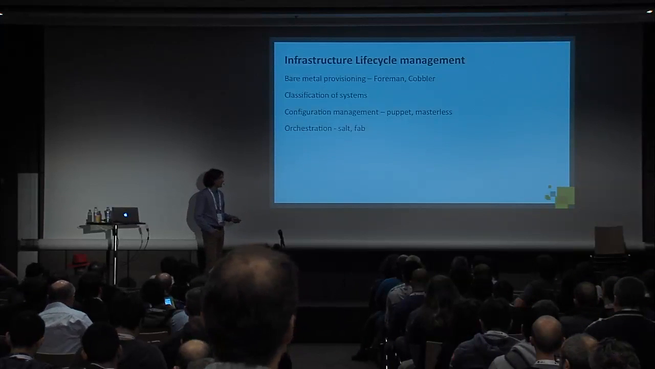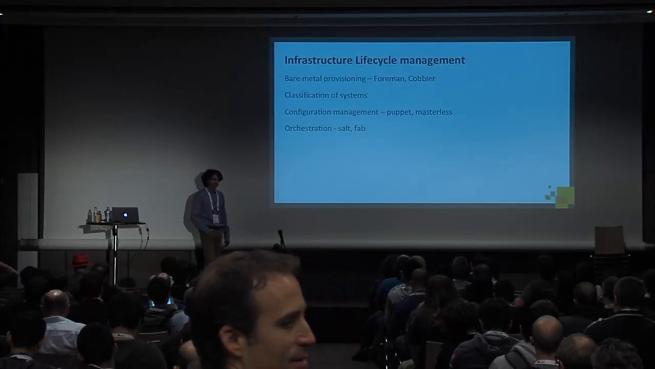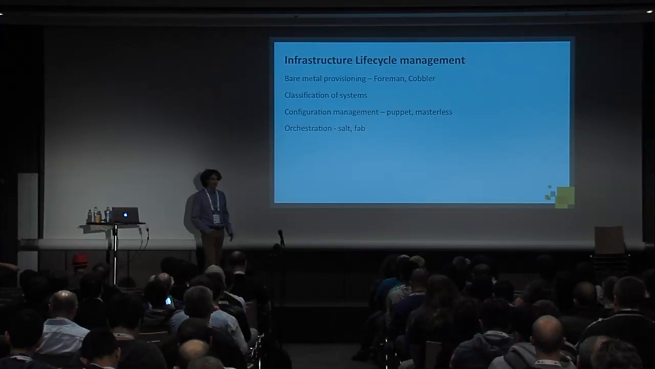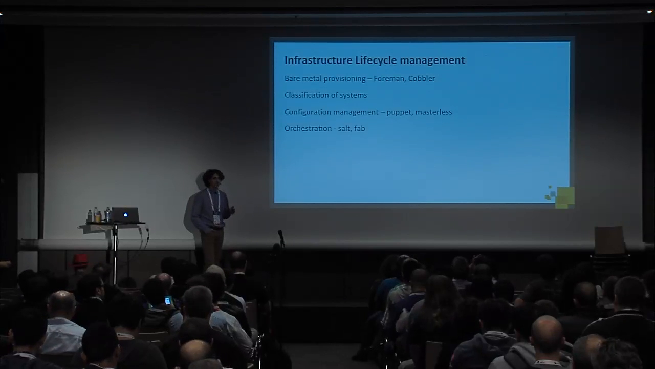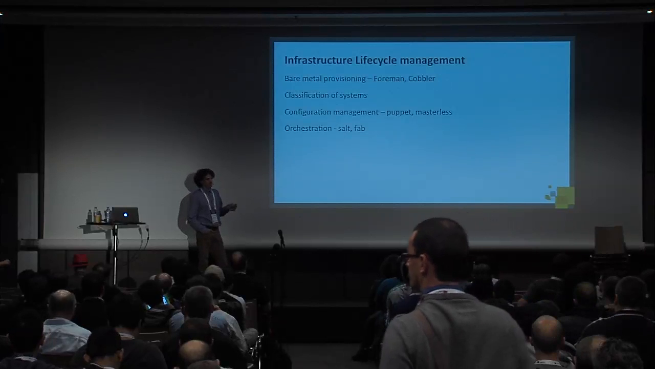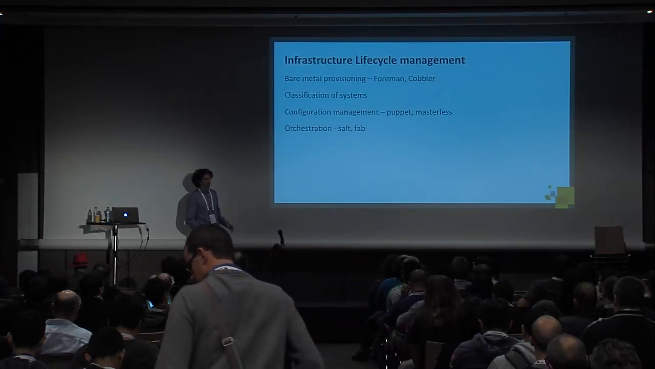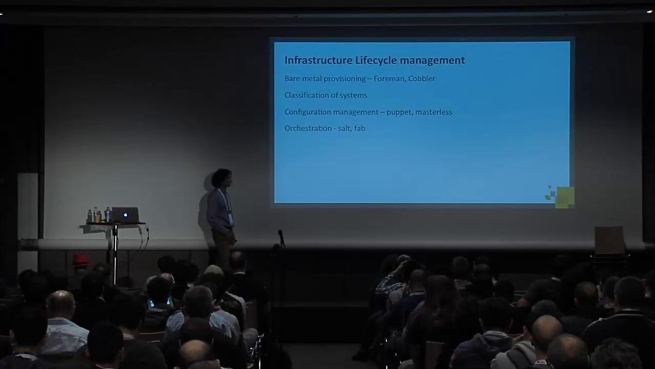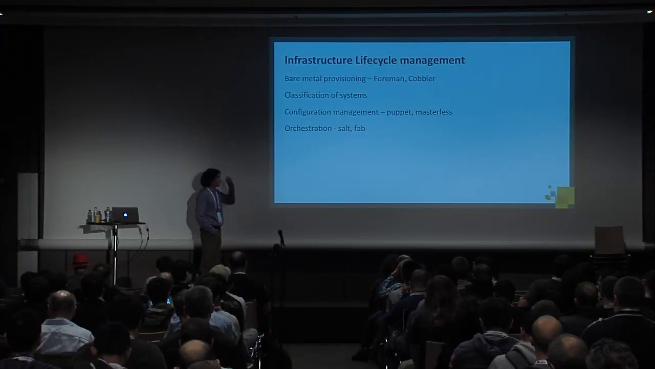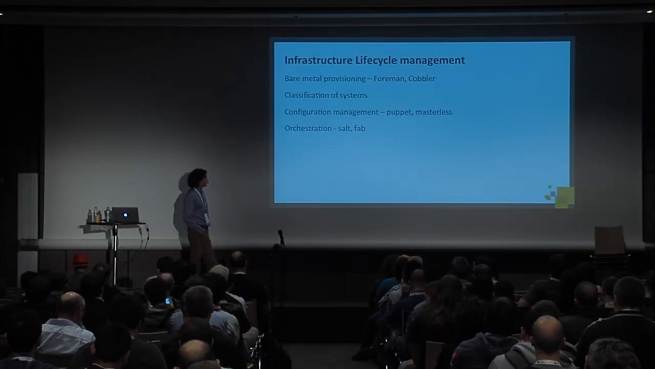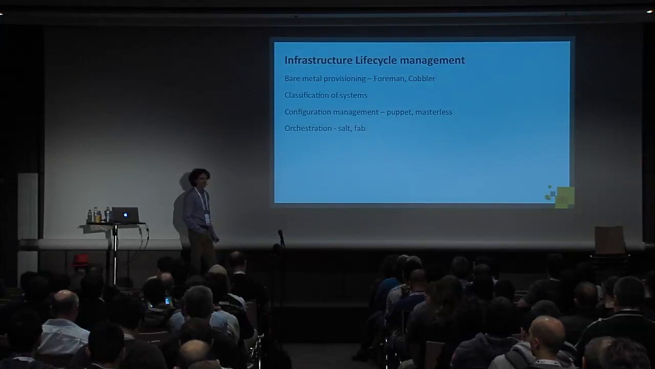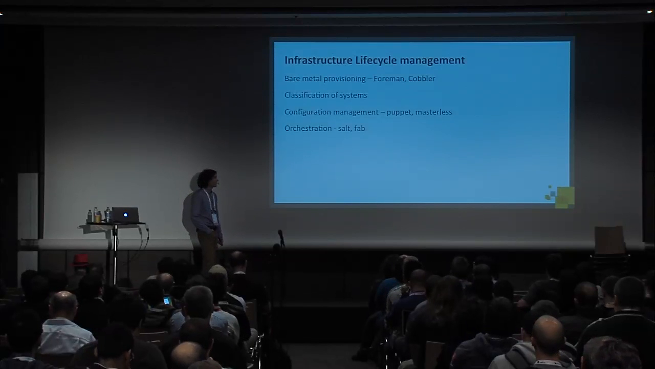Previously, we were having issues running a Puppet job on, let's say, 2,000 boxes at the same time. That was a problem. Puppet servers were having a problem doing that. So without Puppet servers, that's not a problem anymore. And for orchestration, we use Salt and Fab as well.